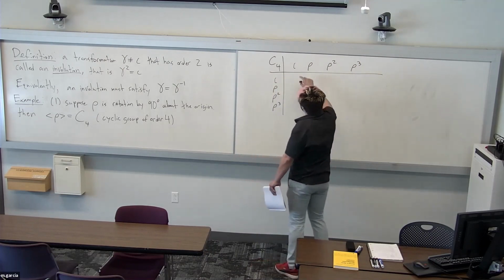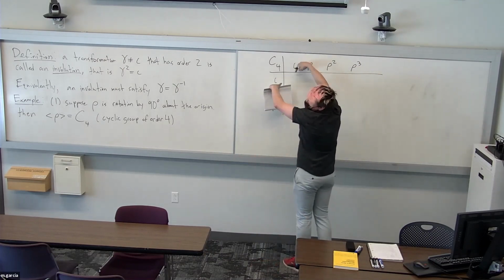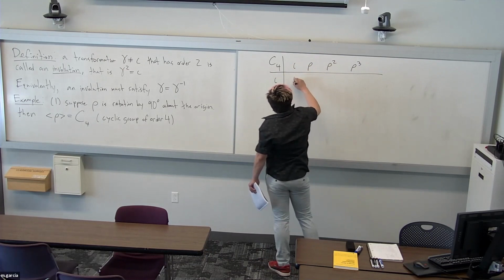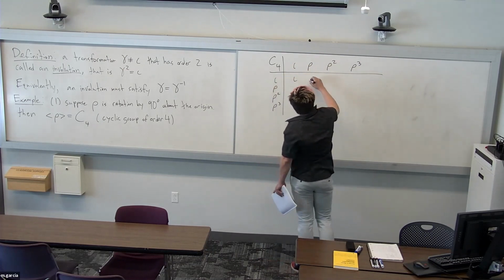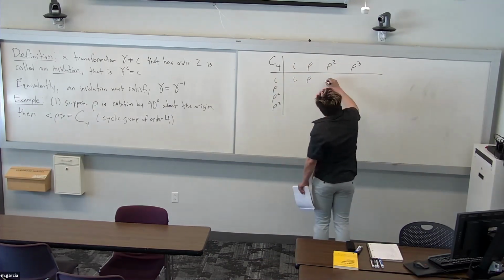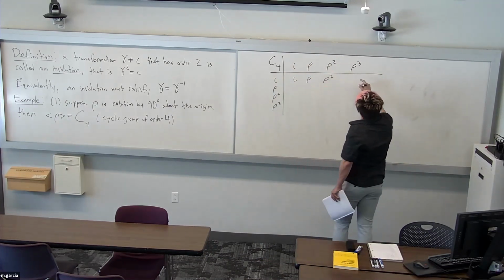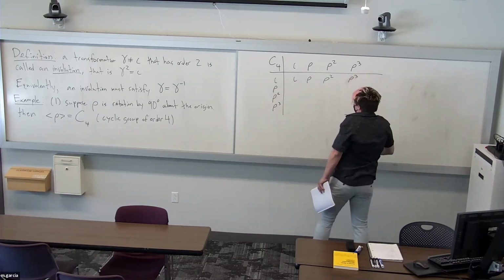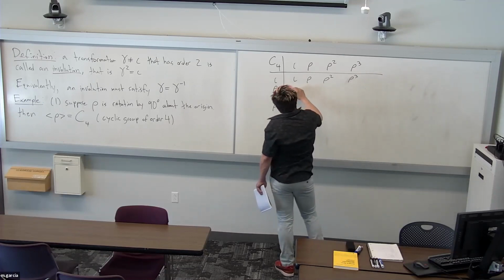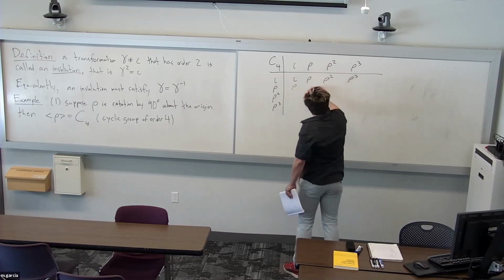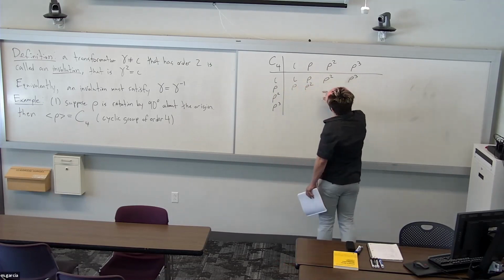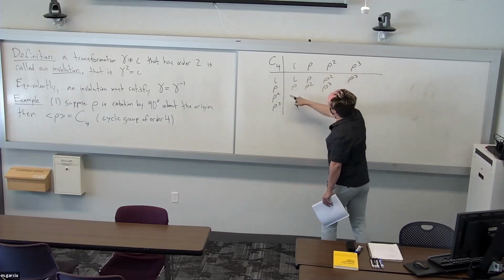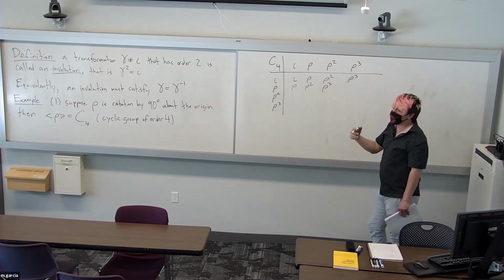To fill in this table, I just take the column and the row and multiply them together. Iota times iota is iota. Iota times rho is rho. Iota times rho squared is rho squared. Iota times rho cubed is rho cubed. Rho times iota is rho. Rho times rho is rho squared. Rho times rho squared is rho cubed. And rho times rho cubed is rho to the fourth, which is iota.